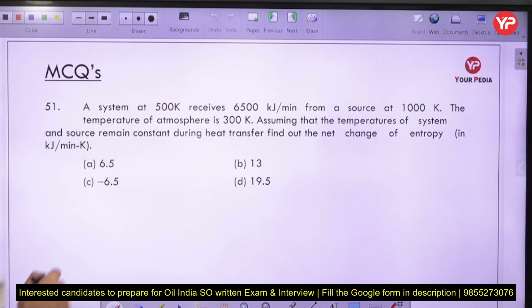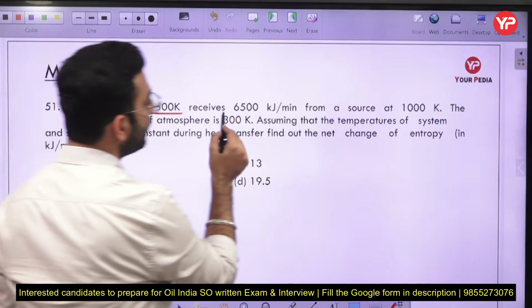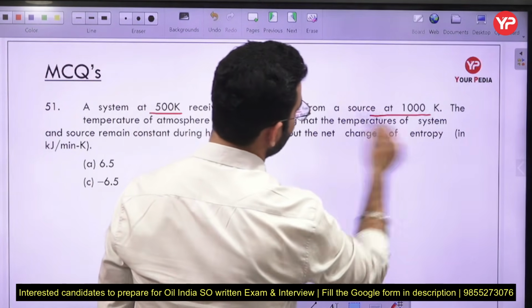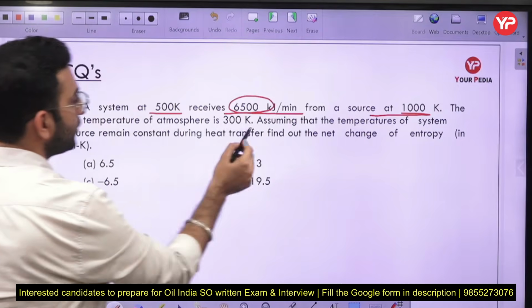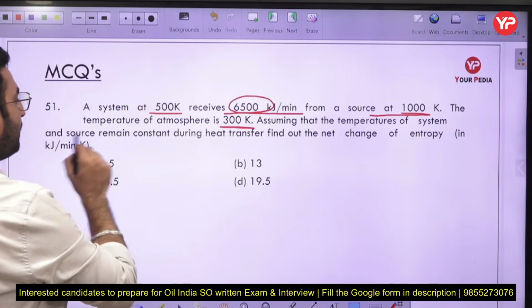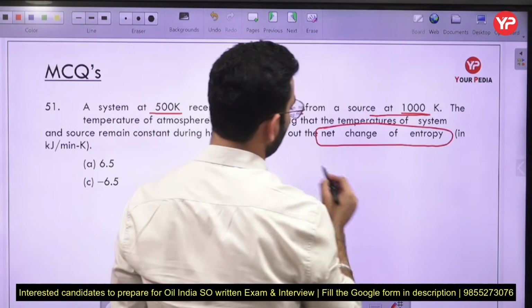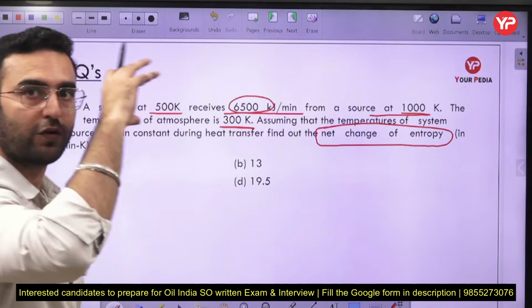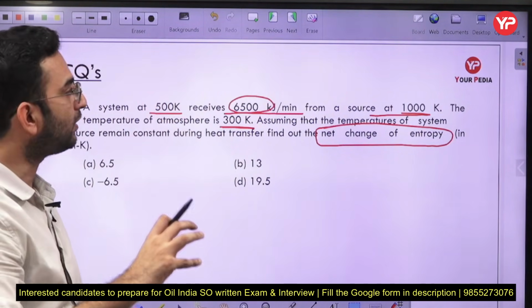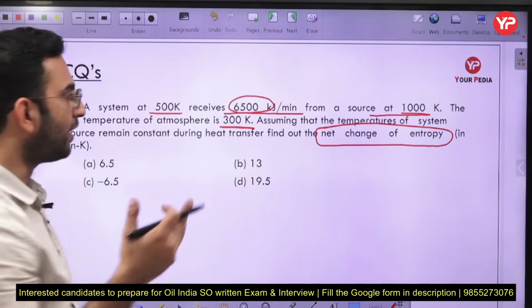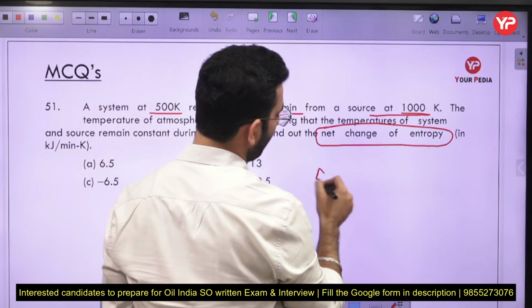Next, a system at 500 Kelvin receives 65 kilojoule per minute from a source at 1000 Kelvin. The temperature of the atmosphere is given to us. What we have to find out is the net change of entropy. So basically the heat is transferring from the 1000 Kelvin source to the 500 Kelvin system. In that case, we have to find out the change in entropy.